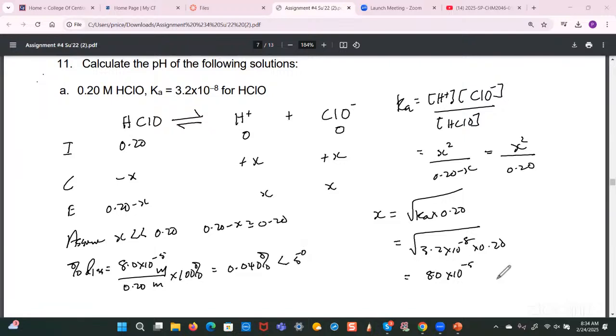So that means we can go with this as being equal to the concentration of H plus. So how do we find the pH? Now that we have the concentration of H plus, pH is equal to what?